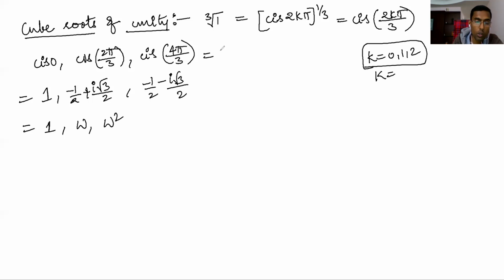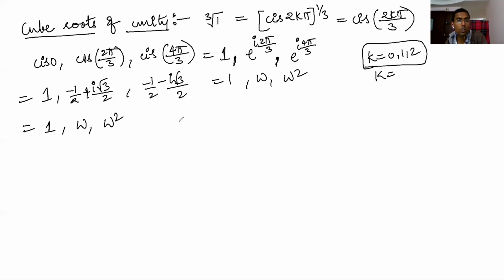Also we can write it in Euler's form. Euler's form is e to the power of i0, which is 1; e to the power of i 2 pi by 3; e to the power of i 4 pi by 3. e to the power of i theta can be written like this. Please understand this, and this means 1, omega, omega square. Then the values are like this if you write in complex form. So these are the cube roots of unity.